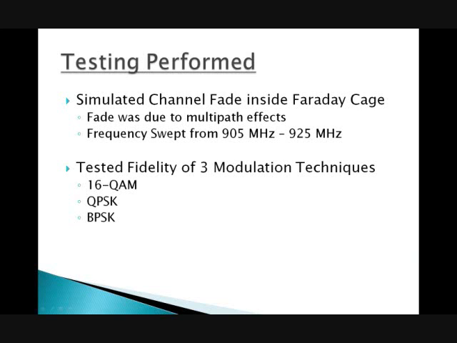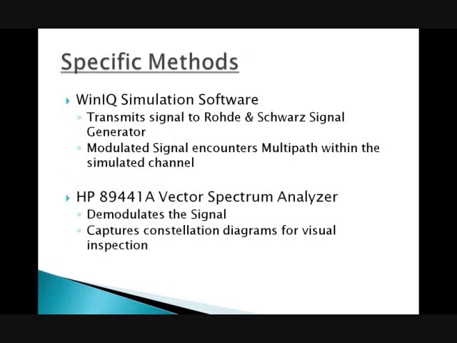We used a Faraday cage to simulate the channel and multipath effects. We swept the frequency from 905 MHz to 925 MHz, and we tested the fidelity of three modulation techniques: 16QAM, QPSK, and BPSK. As far as specific methods, we use the WinIQ simulation software to generate various signals and modulation types, and then we use the vector spectrum analyzer to demodulate the signal into its constellation diagrams.